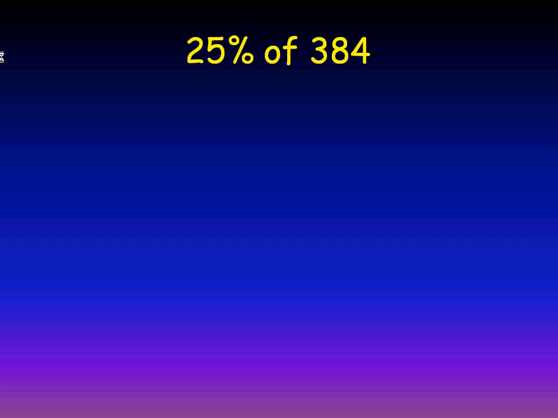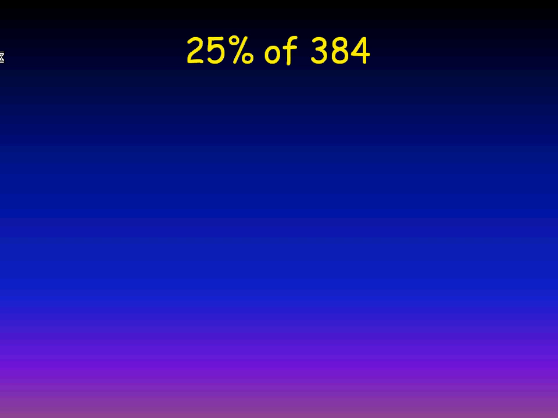Now, I know that all of you, if you see this symbol, would know that that meant percentage. And if you see that after a number, you know that that means that number out of 100. Okay, so the first thing that we're going to have a look at is finding 25% of 384.